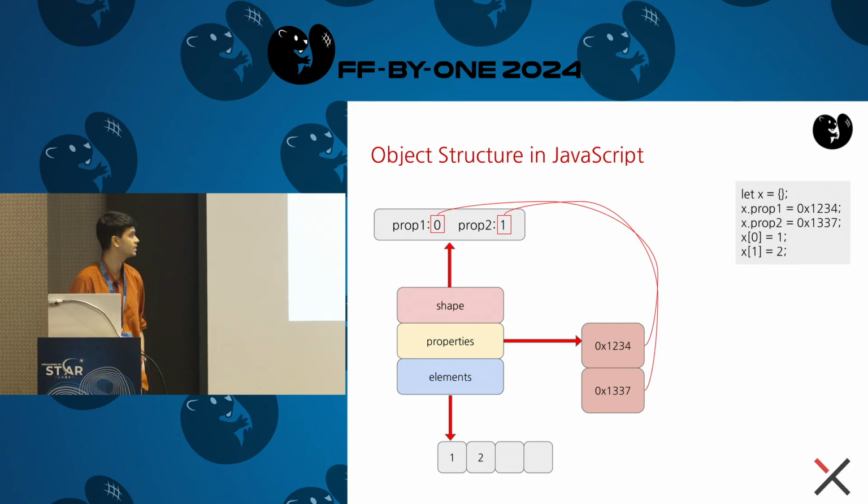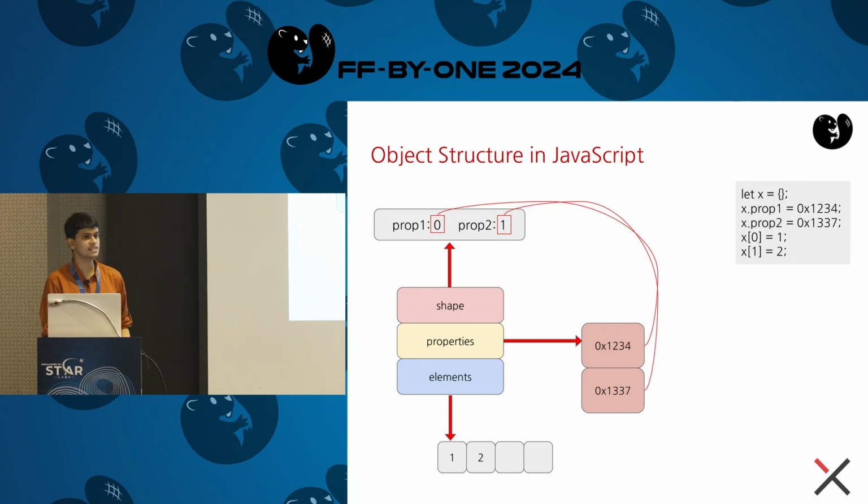Another thing it does is inline caches, but before that we need to look at how objects are represented in JavaScript. Consider this object X, which has two properties and two elements. In memory, this is actually represented as a combination of 3 pointers: the shape, properties, and elements. Just keep in mind that I'm talking generically here, so each engine might tweak this a bit. For example, Chrome might have a slightly different notation, but in essence it remains the same.